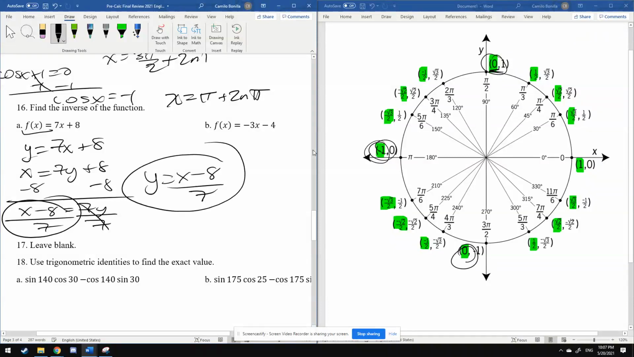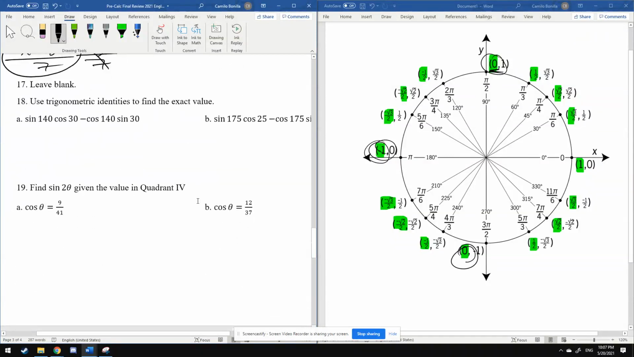So for B, you would do the same thing. 17, leave it blank. 18, you would have to use the trig identities.